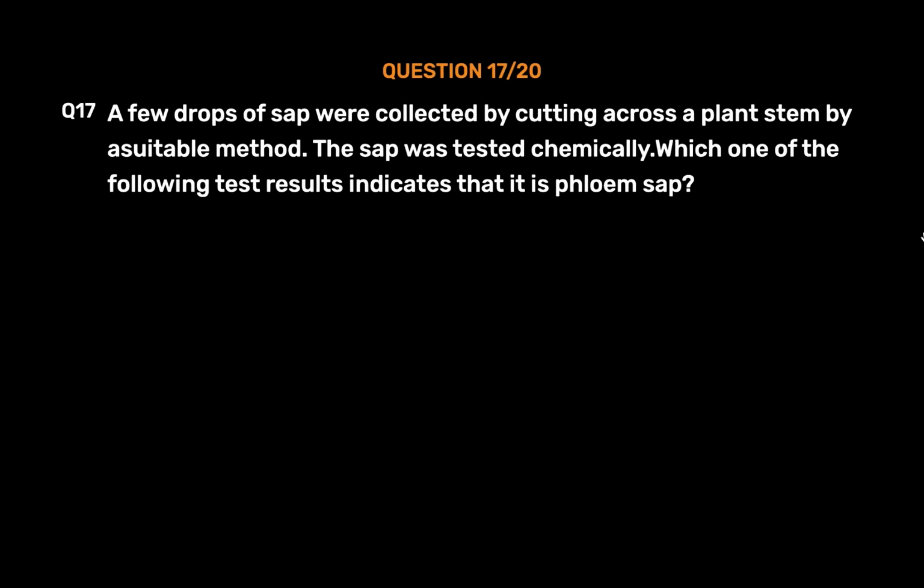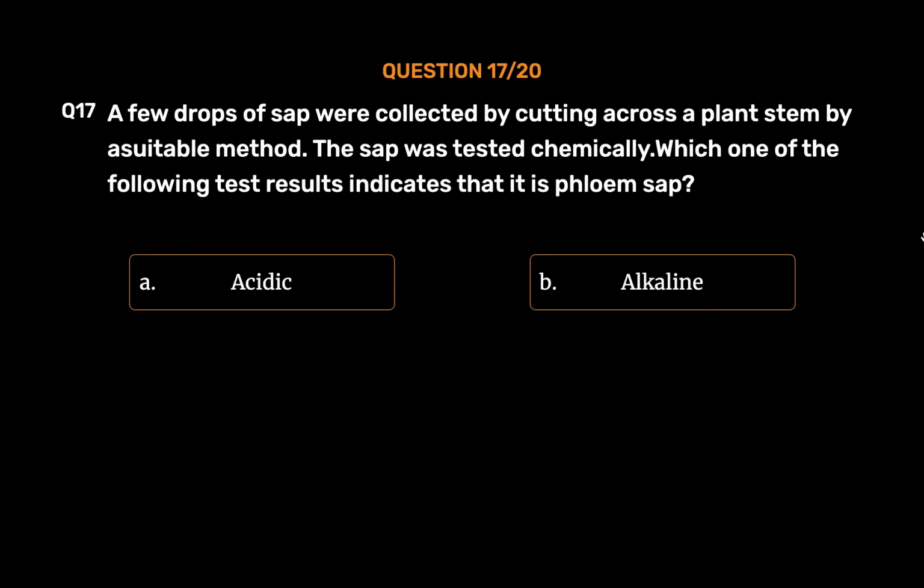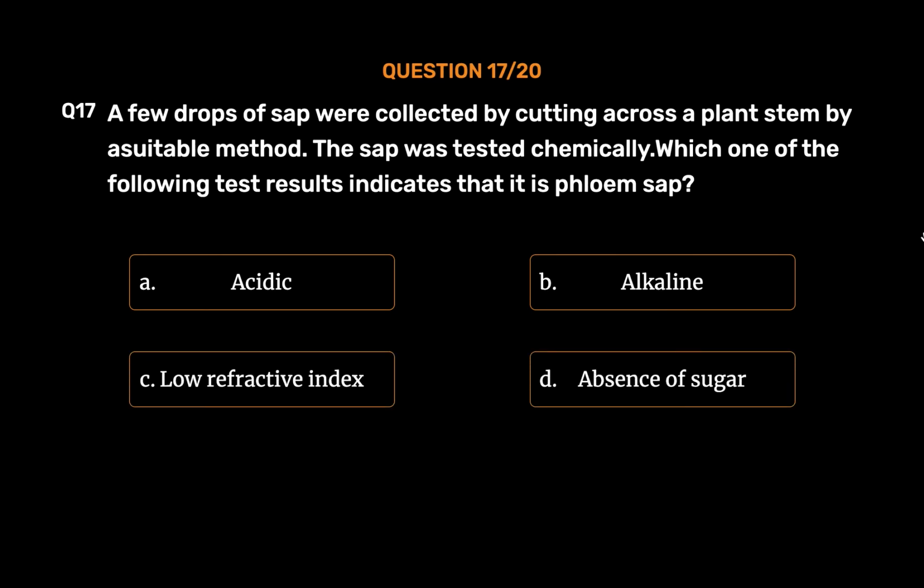Question number 17. A few drops of sap were collected by cutting across a plant stem by a suitable method. The sap was tested chemically. Which one of the following test results indicates that it is phloem sap? Option A. Acidic. Option B. Alkaline. Option C. Low refractive index. Option D. Absence of sugar. The correct answer is option B.